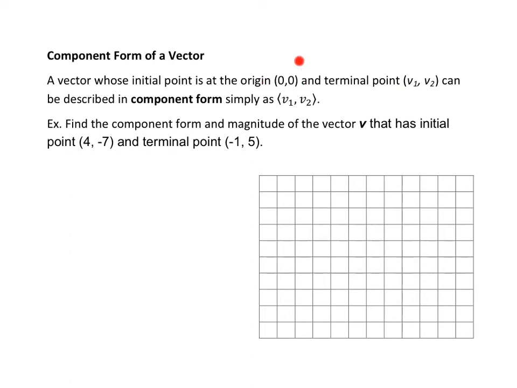How did I get, we're going to call the beginning point 0, 0, and how did I get to the ending point? I went left and right this far, and up and down this far, so I guess it's the reciprocal of slope. Find the component form and magnitude of vector V that has initial point 4, negative 7 and terminal point negative 1, 5.